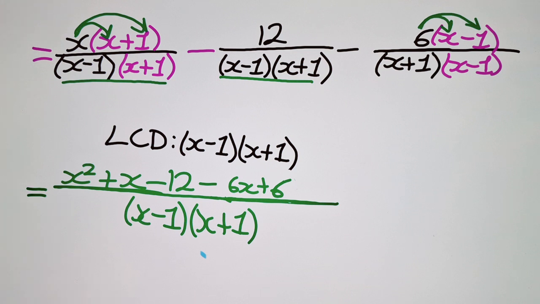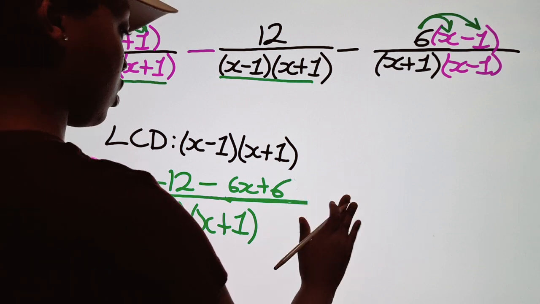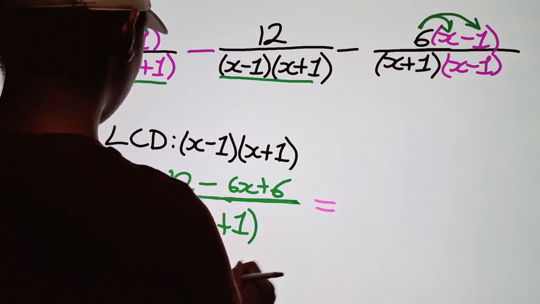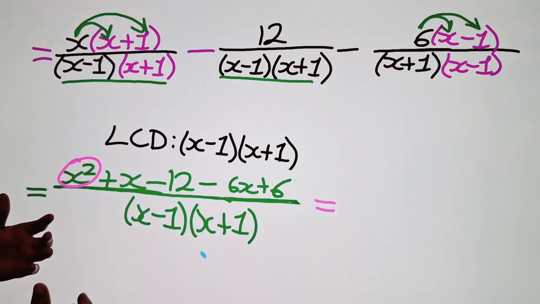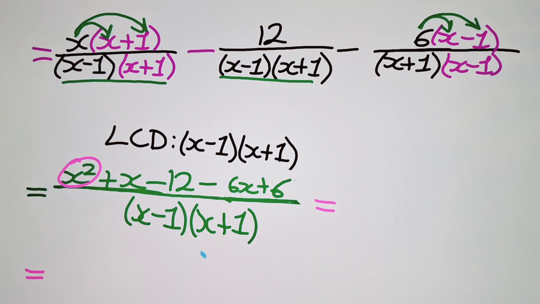Then we look for like terms. Firstly, we have x squared. X squared doesn't have a like term. There's no other x here that has an exponent of 2. You see that? So I'm going to write the x squared alone. Let me just write it under here. X squared, I just write it the way it is. I can't combine it with anything.